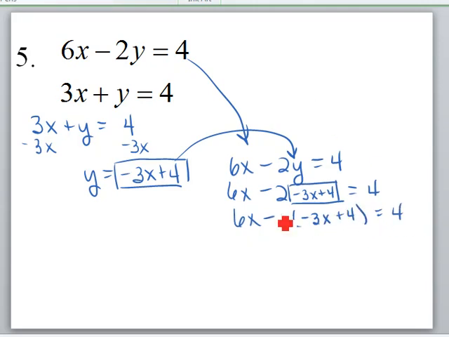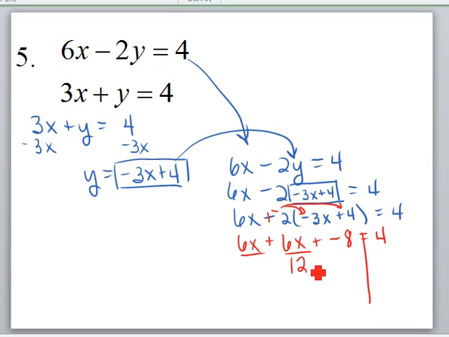What I now have is really plus the opposite here, and I'm distributing this through. So I have 6x plus 6x plus negative 8 equals 4. Combine my like terms, which gives me 12x plus negative 8 equals 4. I'm going to add 8 to both sides, and I get 12x is equal to 12. Divide by 12, and I get x is 1.